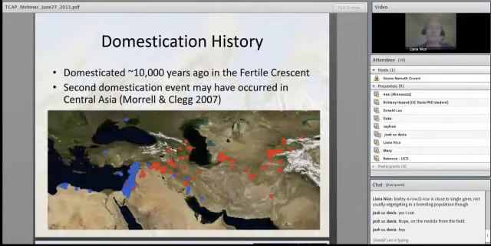So barley was domesticated around 10,000 years ago in the Fertile Crescent area, which you can see in the blue dots. And then there's also thought to have been a second domestication that occurred in the eastern range of wild barley prevalence.